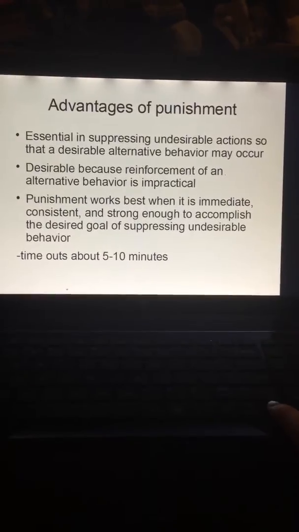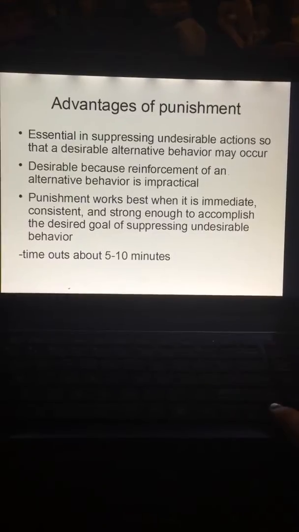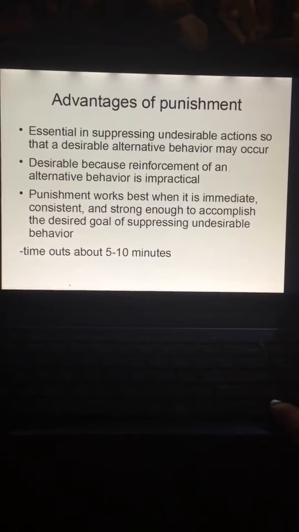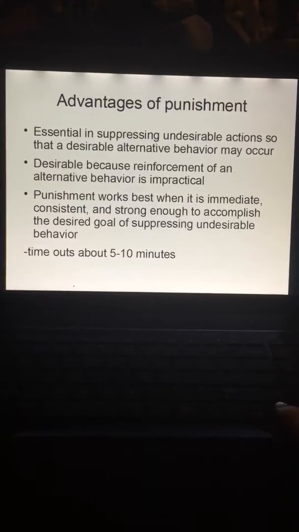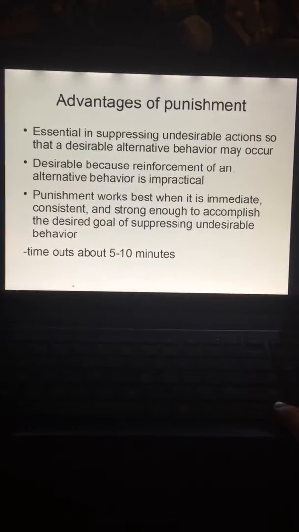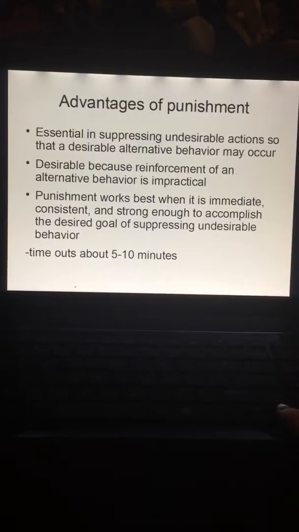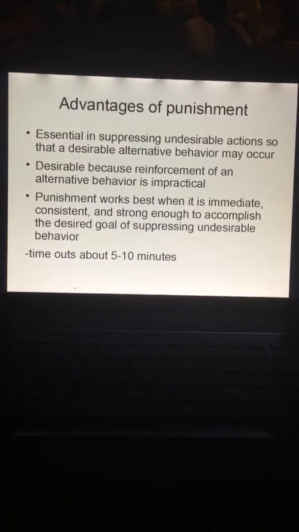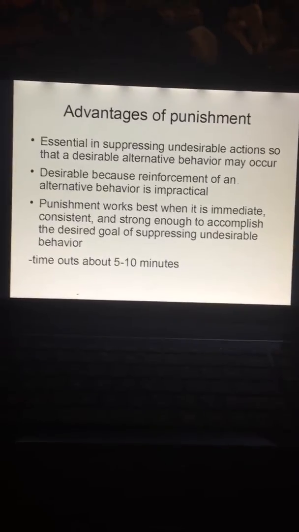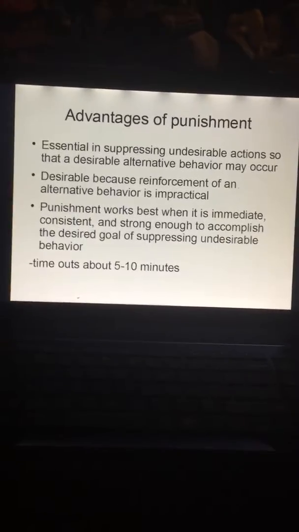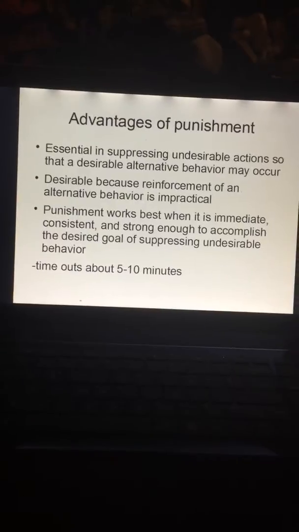Okay, punishment has some advantages. It's essential to suppressing undesirable actions so a desirable alternative behavior may occur. Punishment works best when it's immediate, consistent, and strong enough to accomplish the desired goal of suppressing undesirable behavior. So basically, if something happens, whoever gets in trouble should know that immediately.